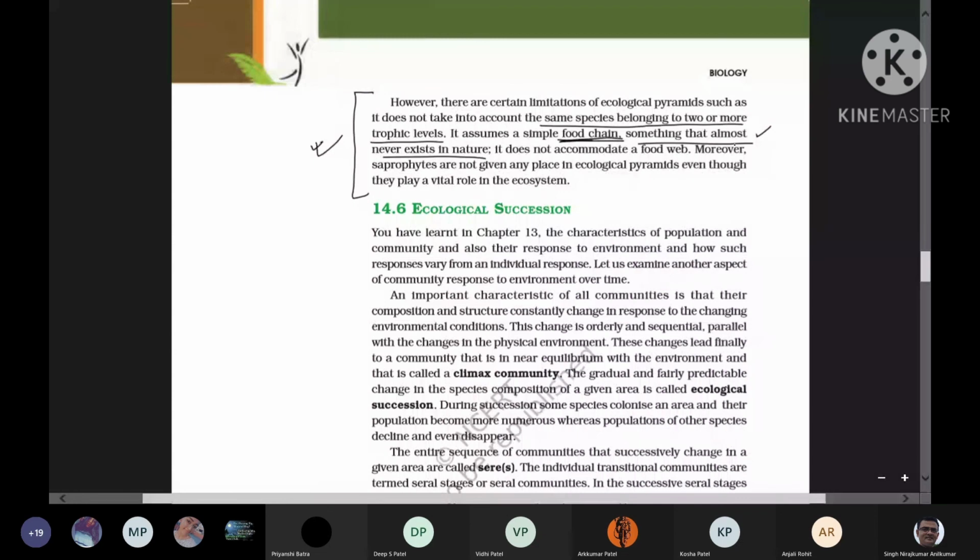Moreover, saprophytes. See, this is another one. Sorry, that was the first limitation, and this is the second limitation. The second limitation is that saprophytes are not given any place in the ecological pyramids, even though they play a vital role in the ecosystem, isn't it? The entire decomposition is carried out by the saprophytes, but they are not given any place in the ecological pyramid formation, right? So these two are the limitations of the ecological pyramid, right?